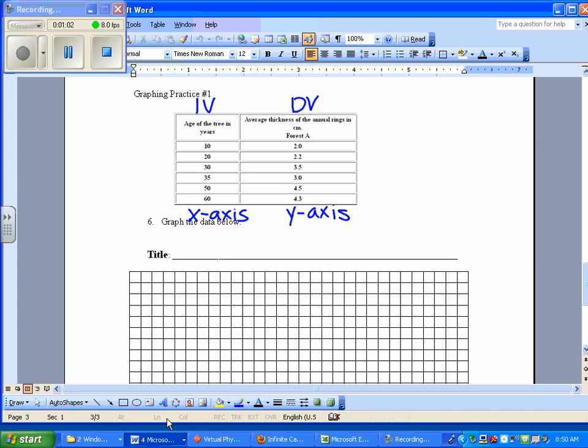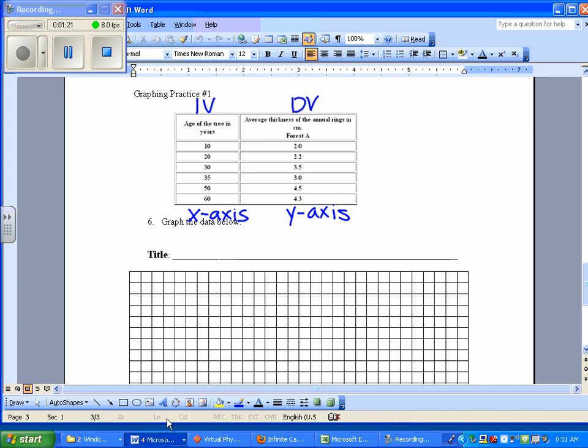Now we're going to determine the value of each box for the x-axis and y-axis. We have to do this separately because we have different numbers. As you notice, our independent variable goes from 10 to 60. Our dependent variable goes from 2 to 4. So definitely different types of numbers.